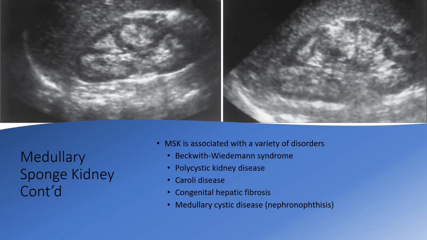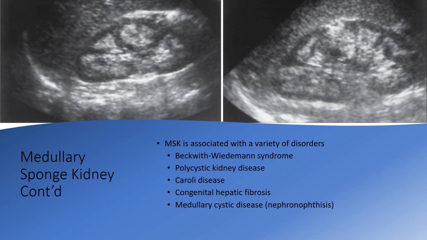Medullary sponge kidney is going to be associated with a variety of other disorders. So things like Beckwith-Wiedemann syndrome, polycystic kidney disease, Caroli disease, which you'll recall was a disease of the biliary system, congenital hepatic fibrosis, and medullary cystic disease, nephronophthisis.